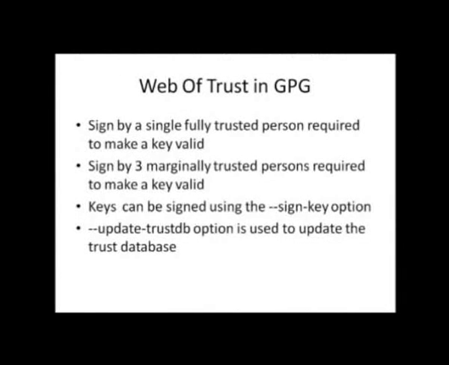Here we give a brief demonstration of the web of trust in GPG. In the trust model used here, we need a signature from a single fully trusted person or signatures from three marginally trusted persons to make a key valid. A key can be signed using the --sign key option. After signing or importing a key, you should use GPG with the --trustdb option to update the trust database.